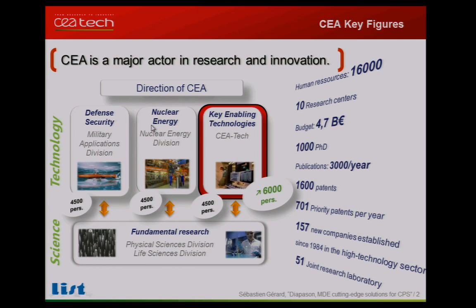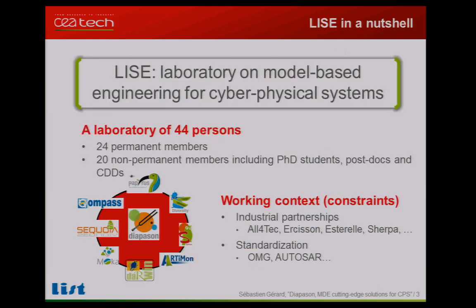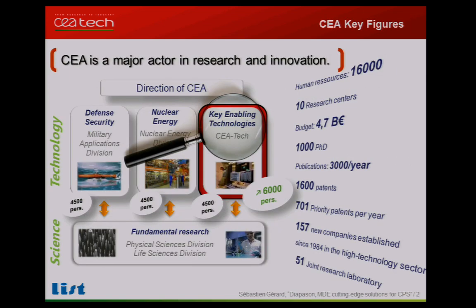Then we have a division focused on nuclear energy, and a division focused on fundamental research, working on different areas like life science, physical science, and so on. And the one where I am working, which is called CEA Tech, is focused on any kind of technology for all industry which are not defense and which are not working on nuclear energy. Within this division, we are 6,000 people working mainly in three parts of France: in Paris-Saclay, which is south of Paris, in Grenoble, and in Chambéry.